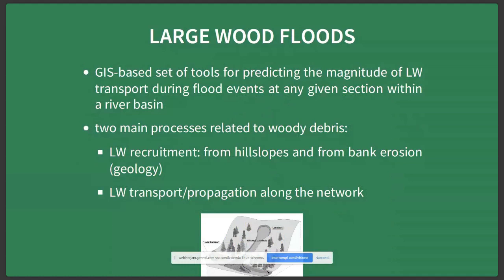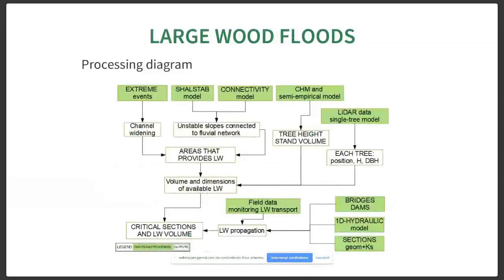This is the processing diagram. It is a bit complicated, but in fact it is only full of things. For example, we analyze extreme events for knowing the maximum discharges and the channel widening, the stability of the hill slopes and the connectivity of the unstable areas to evaluate the unstable and connected areas of the fluvial network.